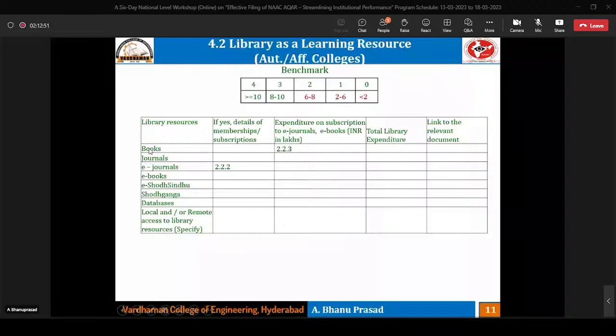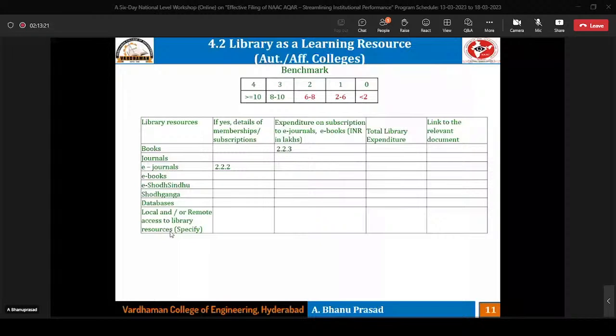The books and journals which are printed, and e-journals, e-books, Shodh Sindhu, Shodh Ganga, and databases. And a few have local and remote access to library resources. So some universities may have access from outside the campus, but a few affiliated or autonomous colleges will have access not only to the library, but also to the entire campus.